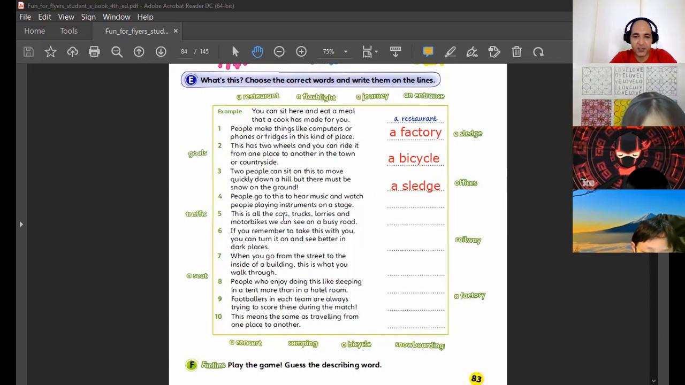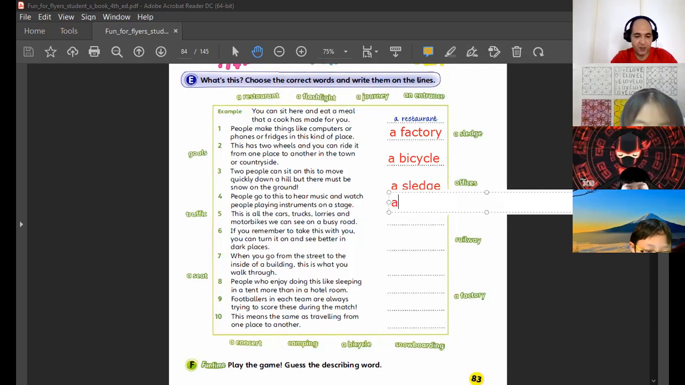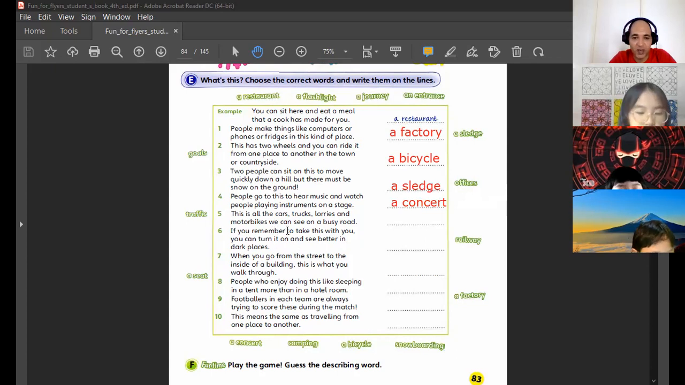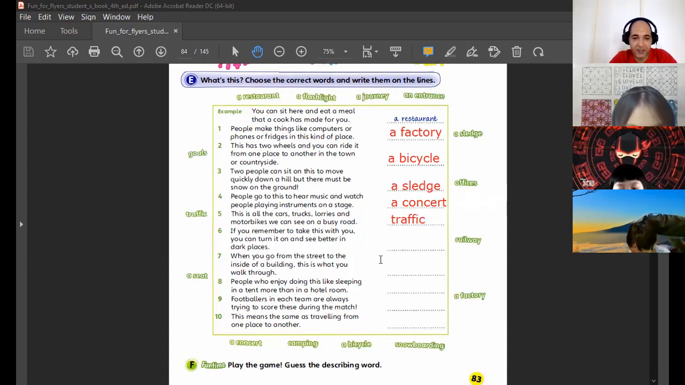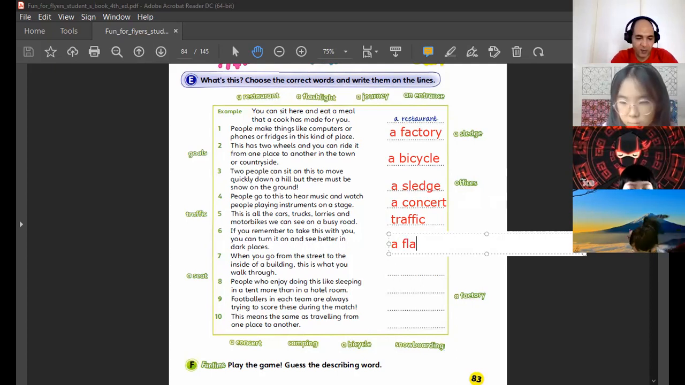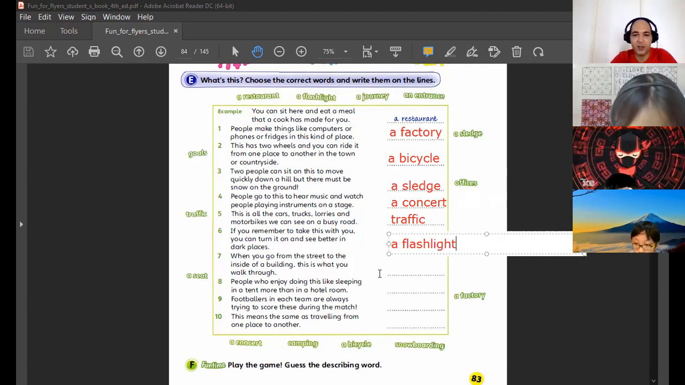So people go to this to hear music and watch people playing instruments on a stage. What is it? Concert. Yes, a concert. Number 5. This is all the cars, trucks, lorries, and motorbikes we can see on a busy road. Traffic. Yes, it is. Traffic. Number 6. If you remember to take this with you, you can turn it on and see better in dark places. Flashlight. A flashlight. What do we call it in England? What's the word? A torch.